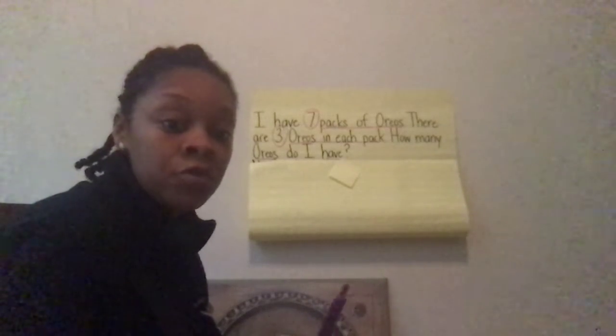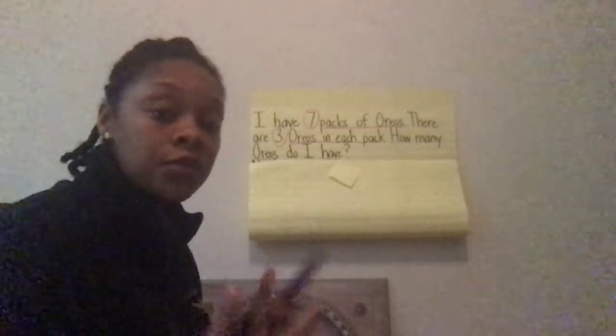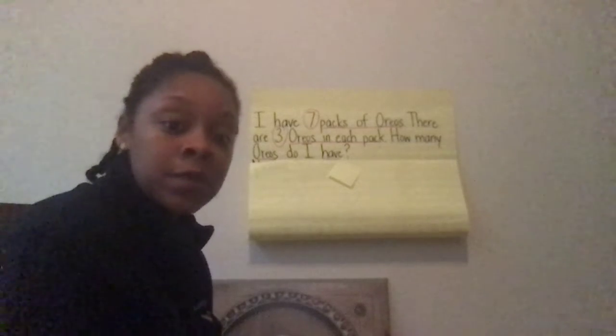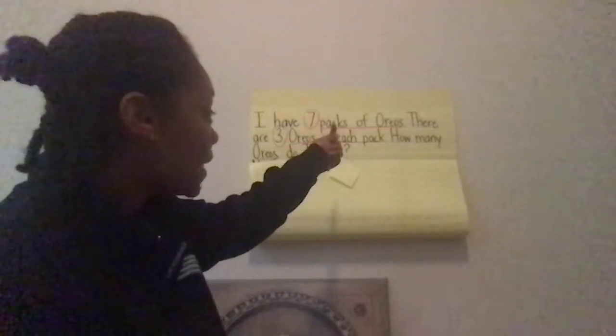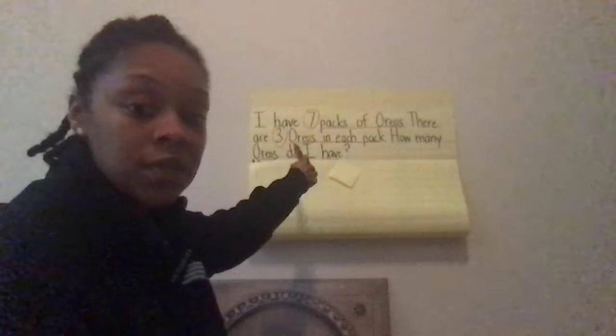So I have 7 packs of Oreos. There are 3 Oreos in each pack. How many Oreos do I have? So, as I was reading, this story problem definitely tells me my groups. Remember, groups are something that holds things. So if you take a look at this story problem, what represents my groups? Is it the 7 packs of Oreos or is it the 3 Oreos in each pack?